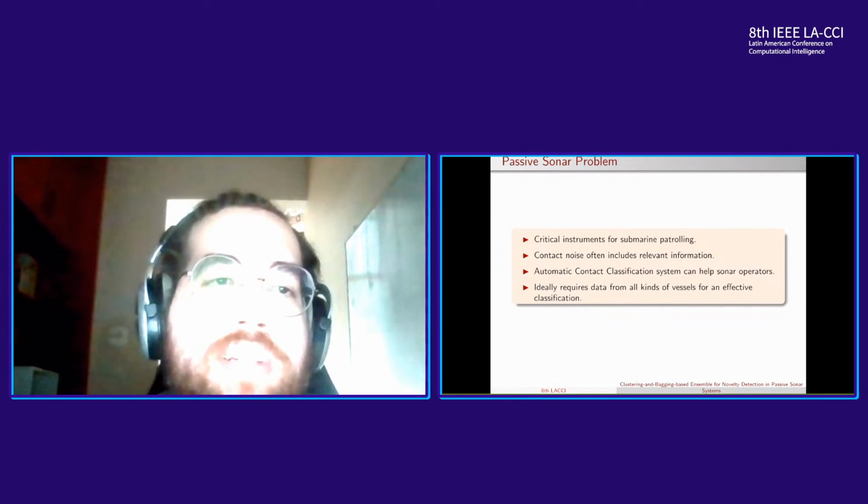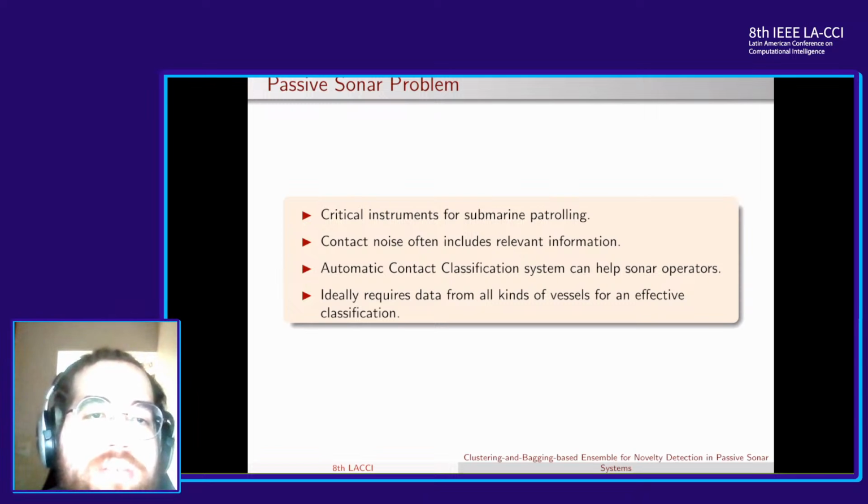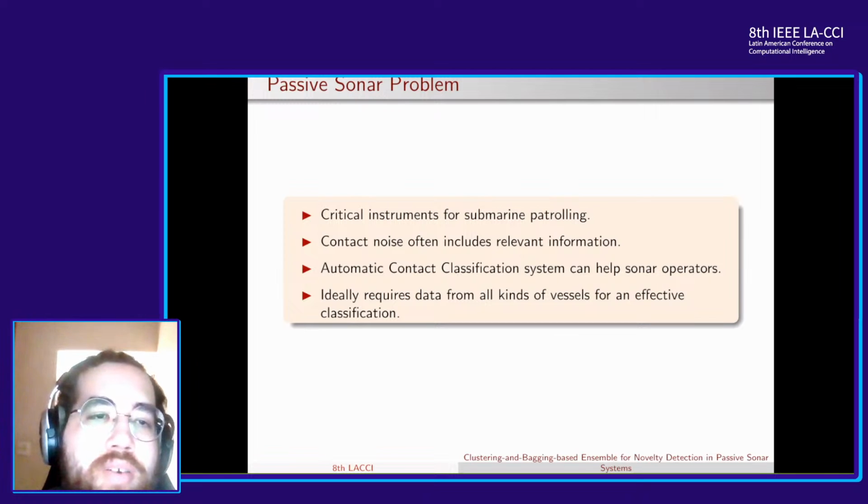Passive sonar systems are critical instruments for submarine patrolling. These systems are composed of arrays of hydrophones responsible for capturing the vibrations emitted by all the vessels, which in military jargon are known as contacts. The contact noise often includes relevant information such as the vessel's acoustic signature. The sonar operators are specific crew members trained to analyze the signals and identify if they correspond to a previous noise signature. In other words, if a particular contact represents a possible threat.